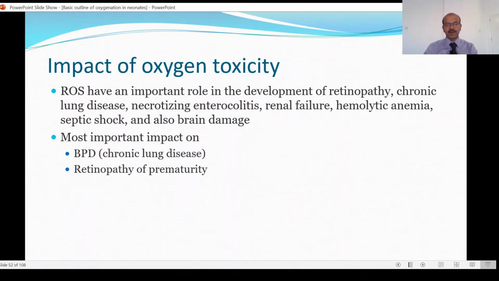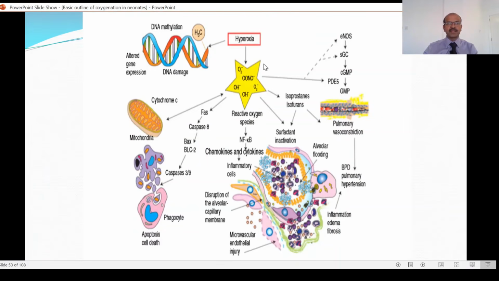The most important impact when we consider the reactive oxygen species injury is on chronic lung disease of prematurity and retinopathy of prematurity. So this is an illustration of a pathway where the chronic lung disease happens, and we have all the reactive oxygen species that we spoke of. Of course, it can affect the genetic level as well. DNA damage, altered gene expression may happen. So maternal exposure can lead to growth restriction, intrauterine stress, and even death. We have cytochrome C response in the mitochondria. Various enzymes are affected, and it has impact on the phagocyte. It has effect on apoptosis and cell death.